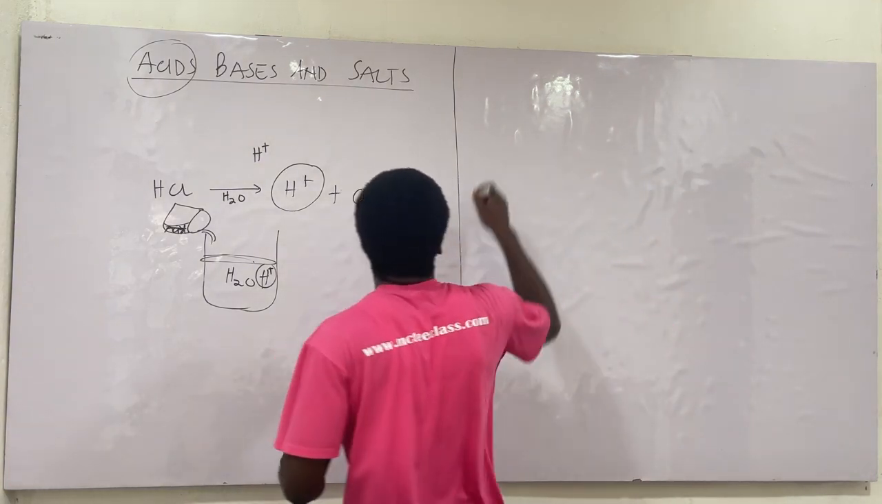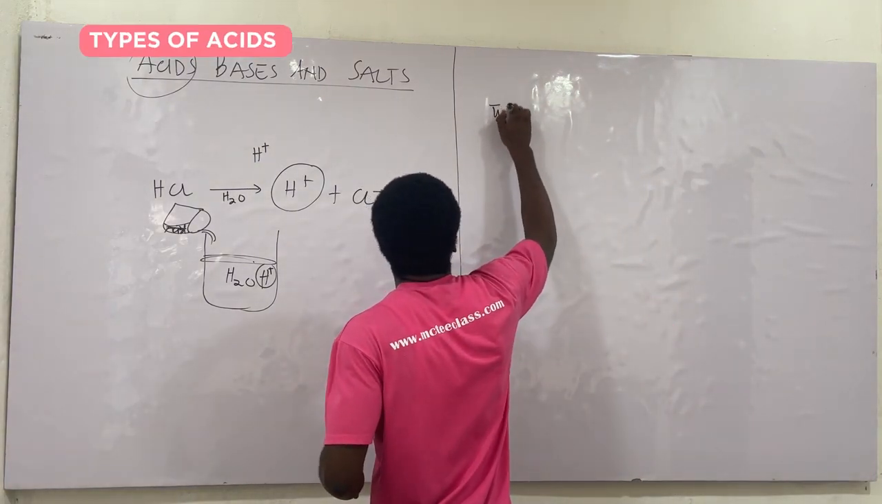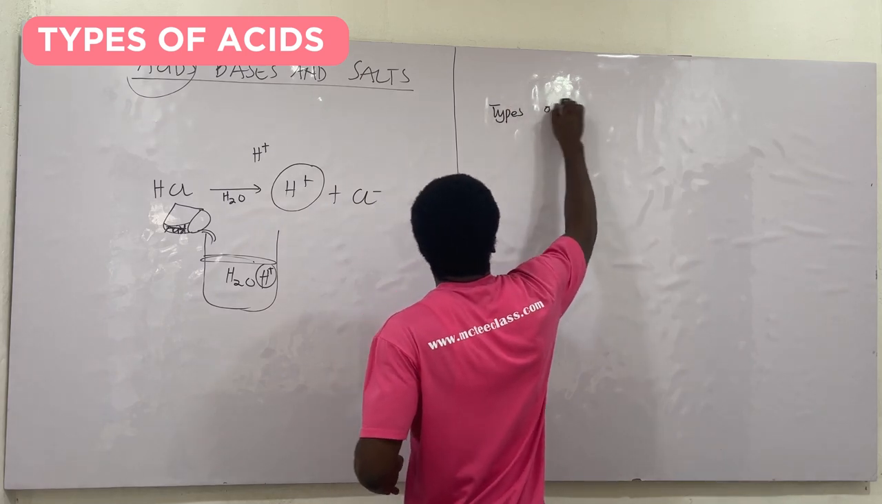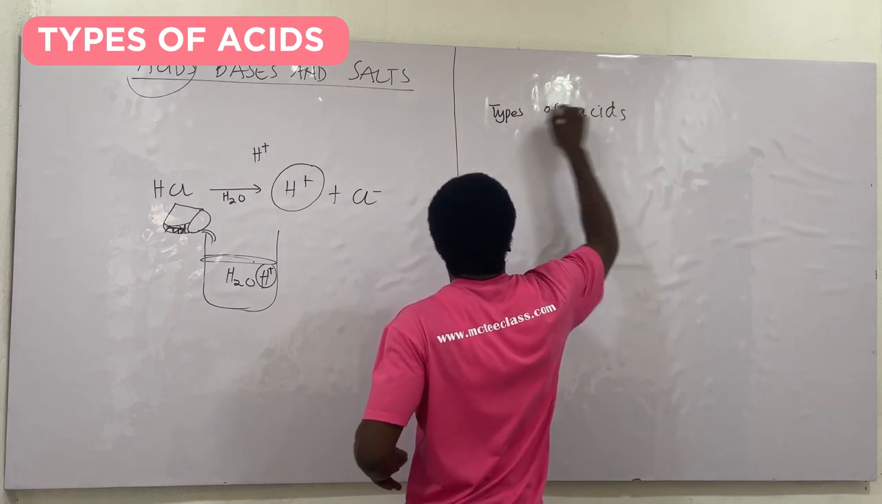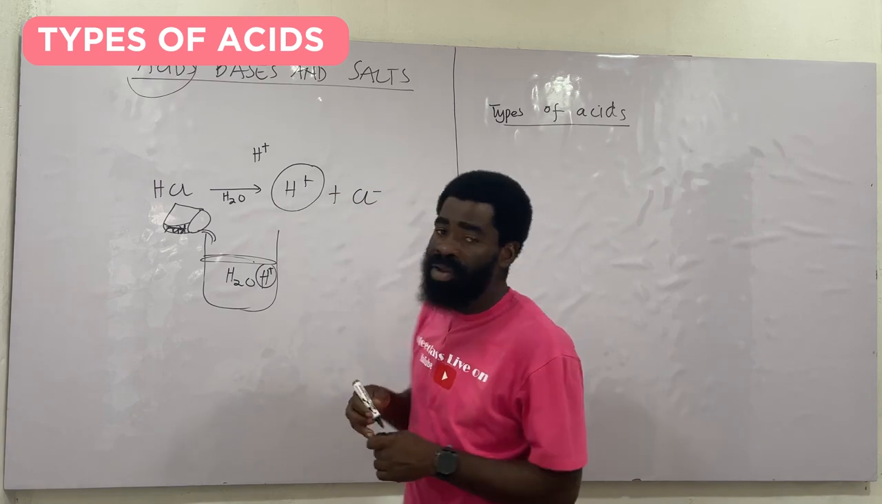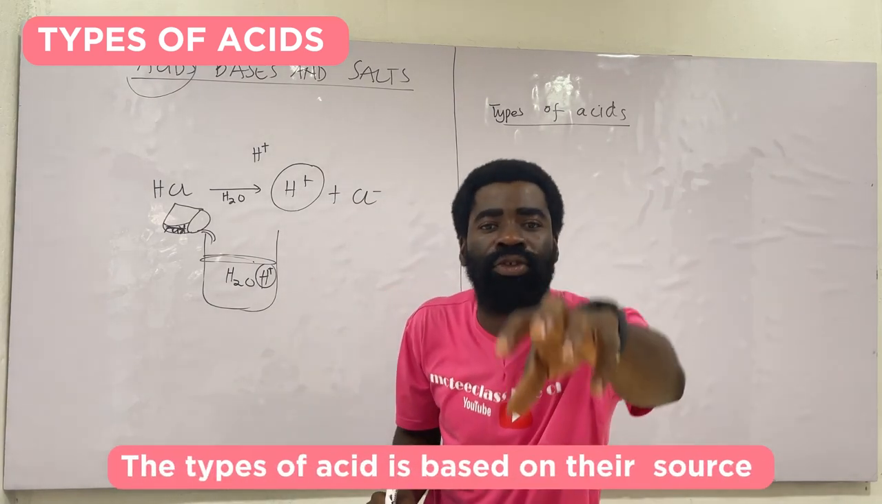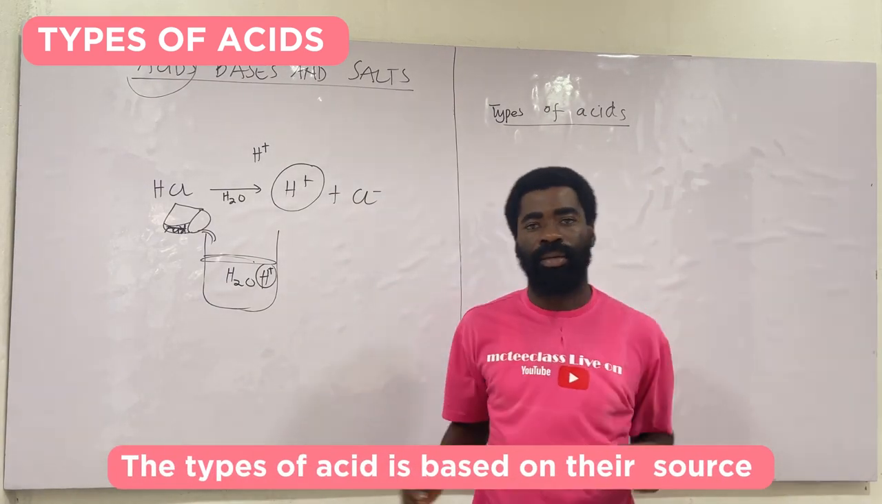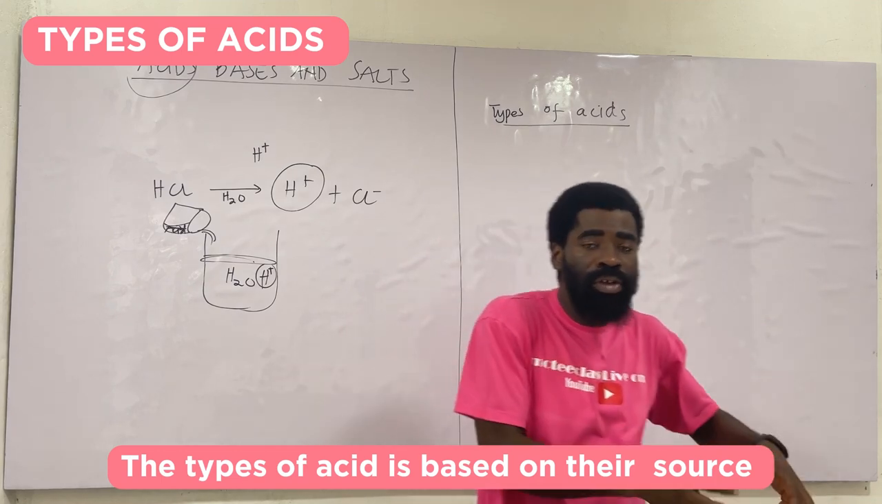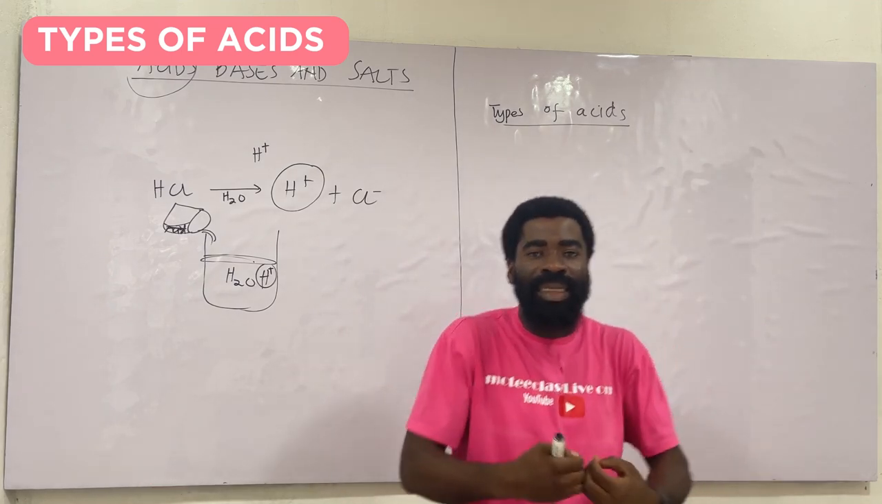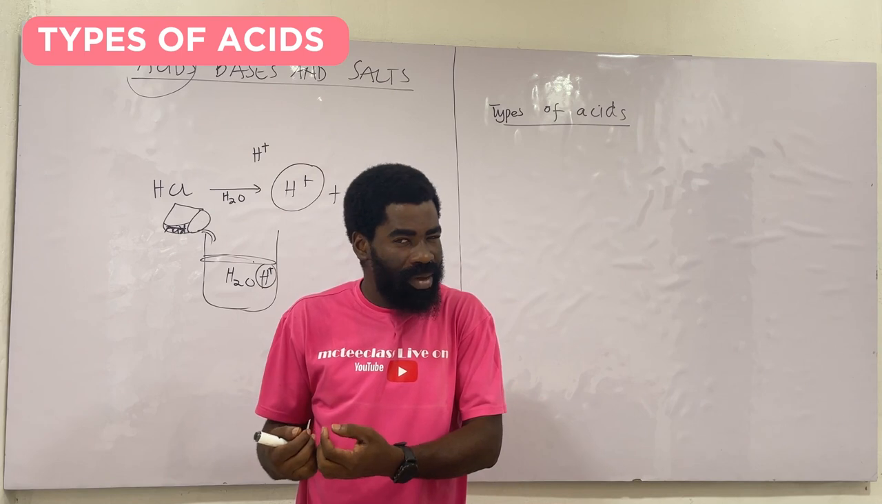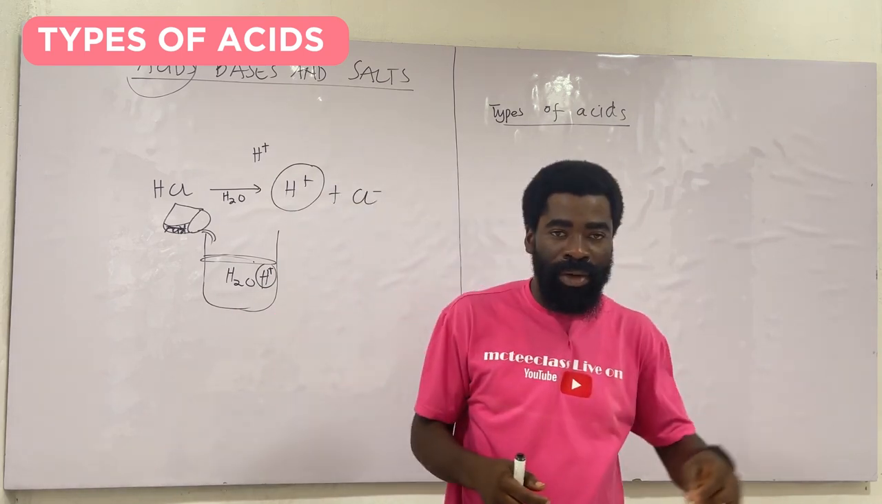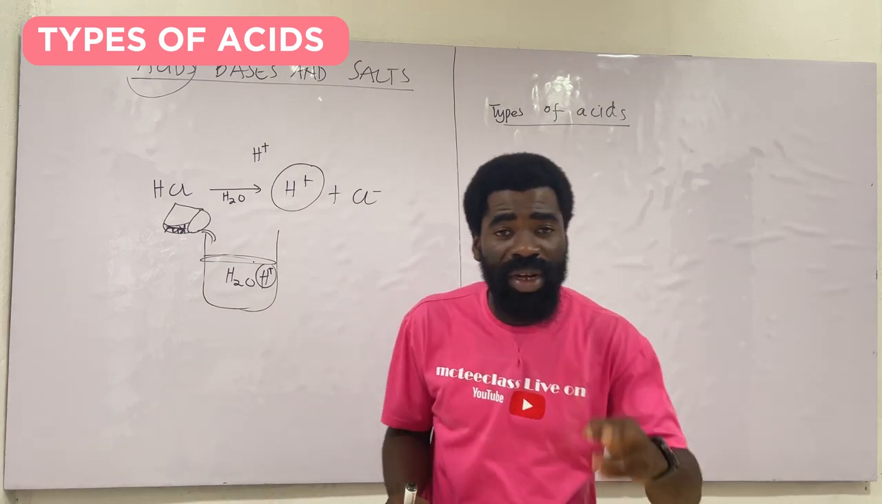Now, acid comes in different types. So we have types of acids. And the types of acid is basically the source from which we get the acid. You get the point I'm making here. The source of the acid determines its type. I don't know if you understand what I'm saying. Good. So acids are grouped into two, or we have two types based on the source.